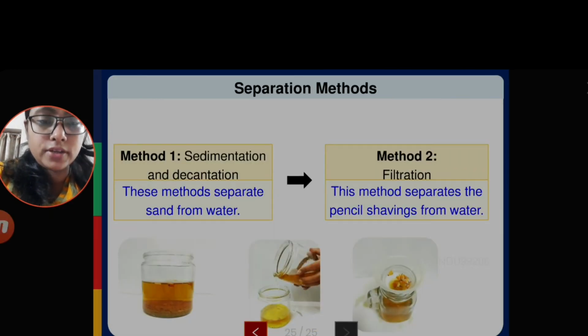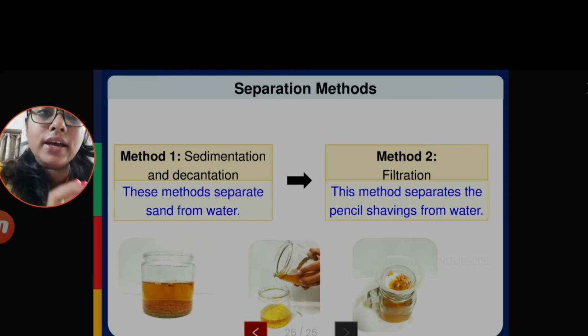this is the picture of sedimentation. First the solid is going to settle down at the bottom, then the upper layer of the liquid that we have gained is separated into another beaker. This is known as decantation.